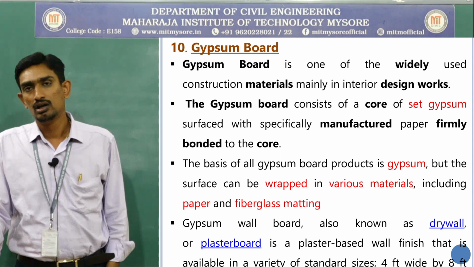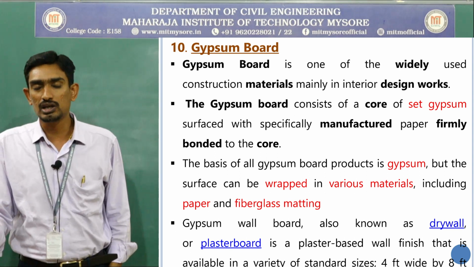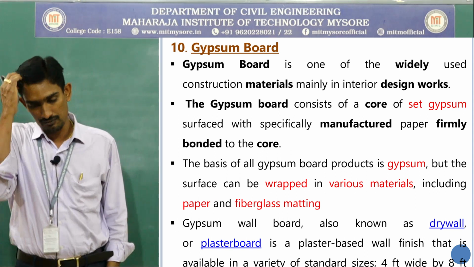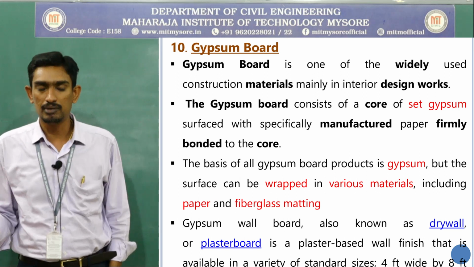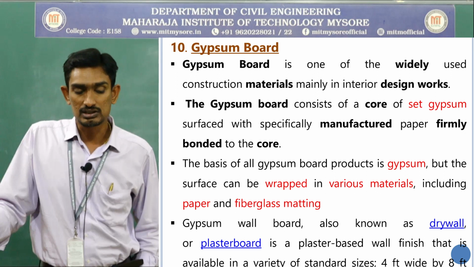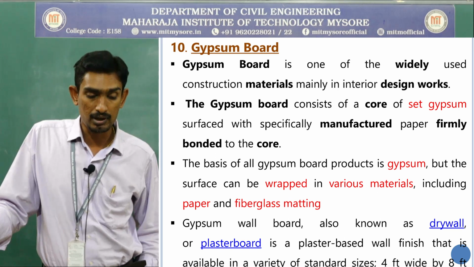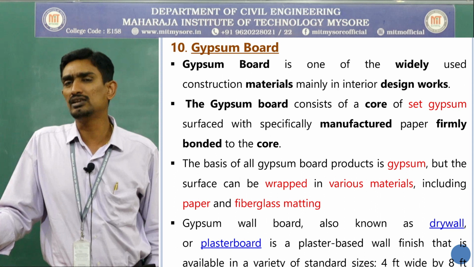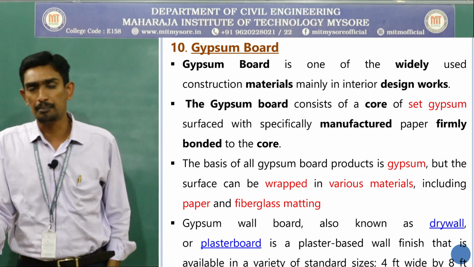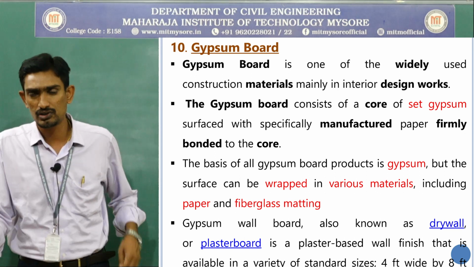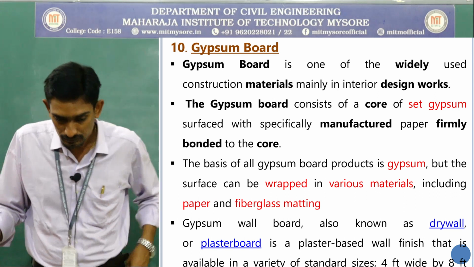Next, the basis of all gypsum board products is gypsum. That means whatever gypsum board we are using, the board is majorly made up of gypsum. But the surface can be wrapped with various materials, maybe paper or maybe fiberglass. You can wrap it, or we can impregnate it. Is it clear?